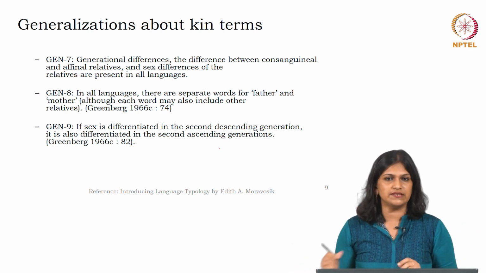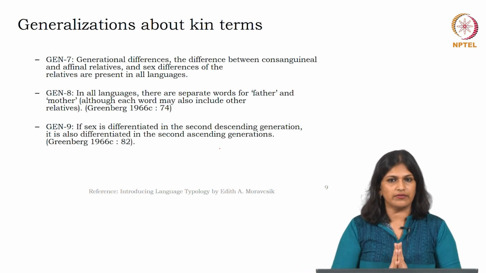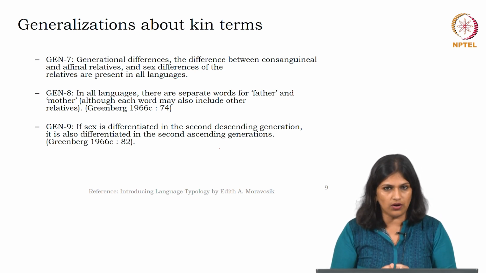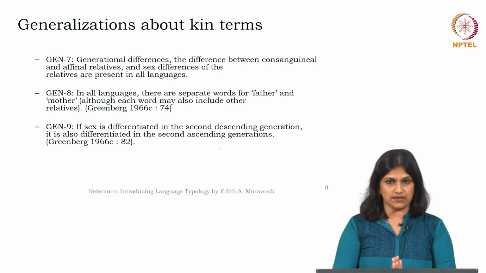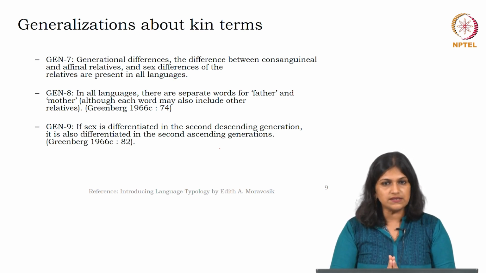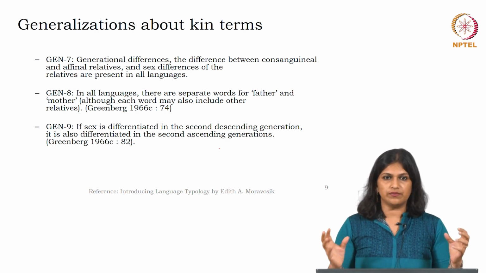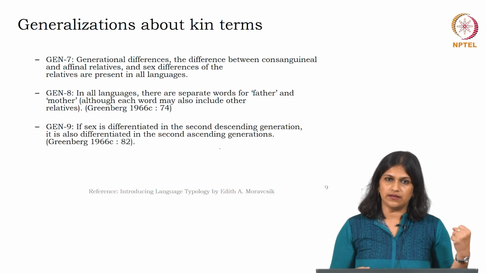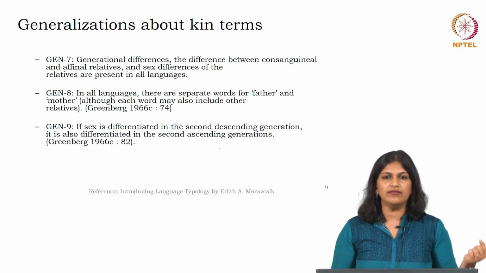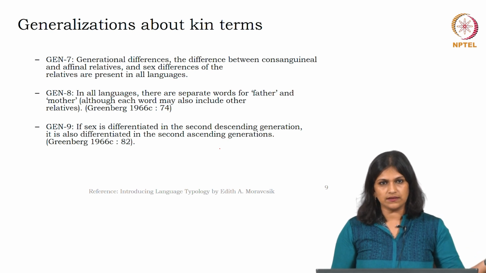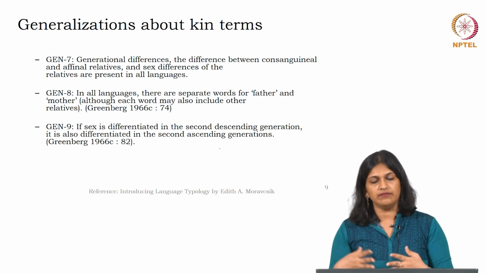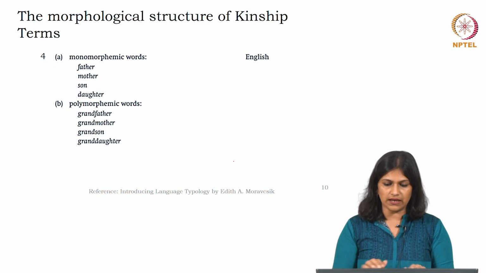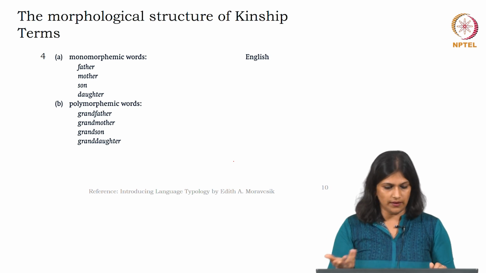So, these generalizations come from the Greenbergian typology, or the Greenbergian discussion on universals related to kinship terms. So, in this session we have discussed the generalizations that involve body parts and the generalizations that involve the kinship terms. There is more to it when we are thinking about kinship relations, and we will discuss it in the coming session.